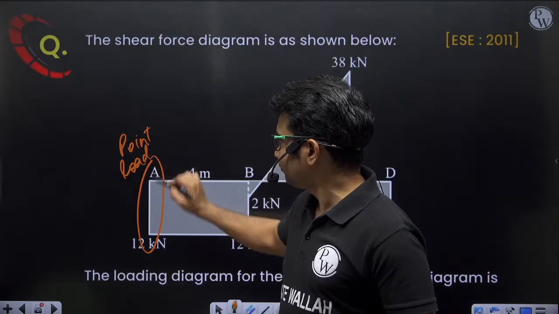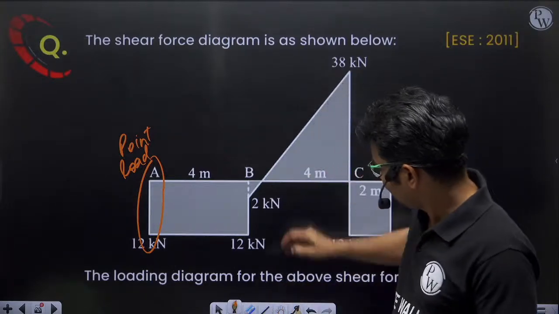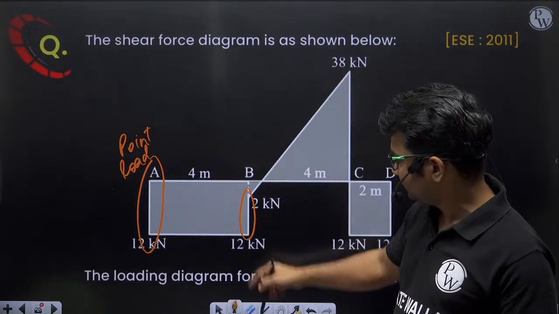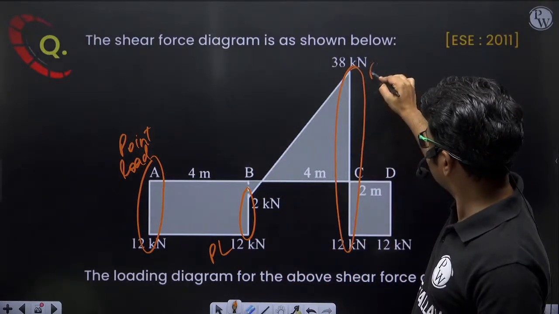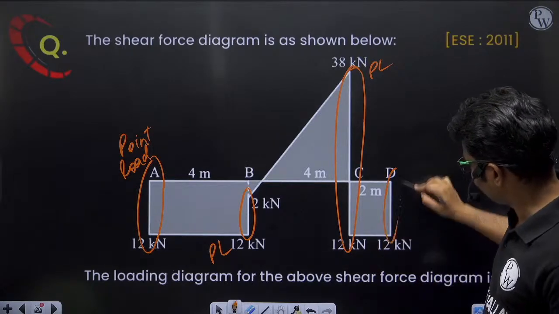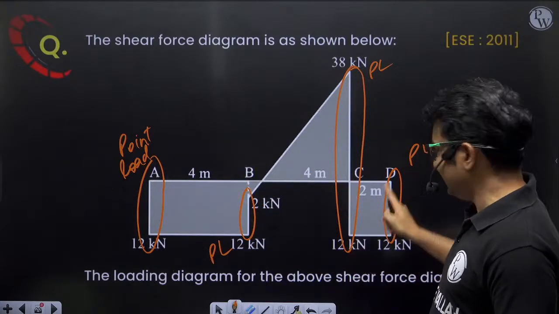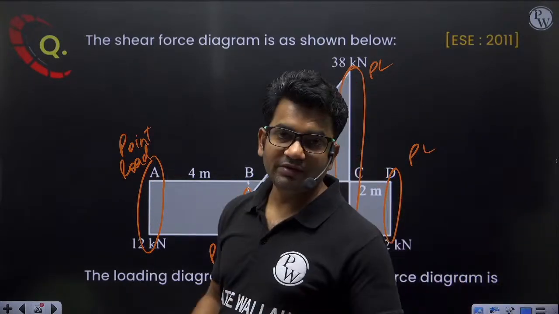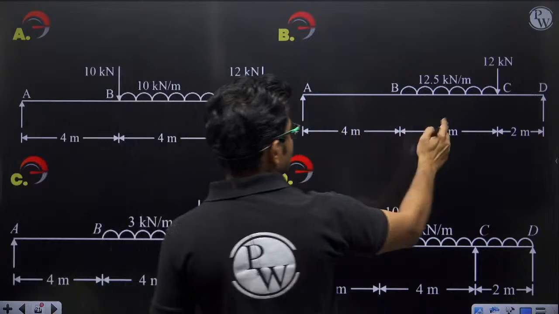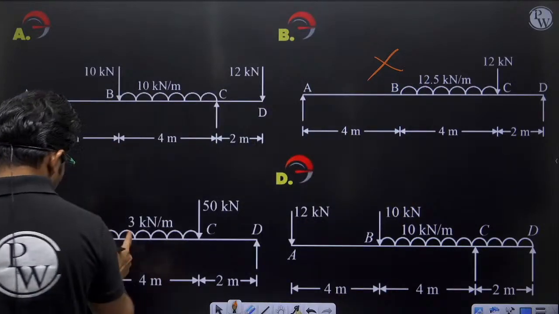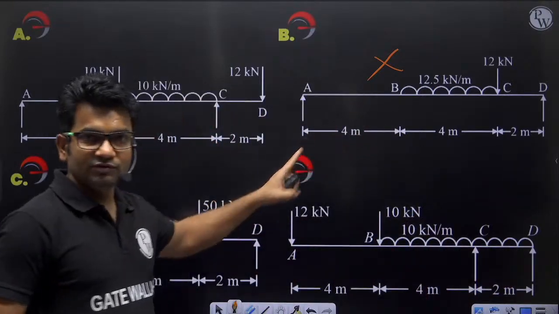Just by looking at the shear force diagram, where there is a sudden change in the value of shear force, we will get a point load or support reaction. At points A, B, C and D, at all these points, we will have either a point load or a support reaction. This option is wrong, there is no point load here. So two options we have directly eliminated.